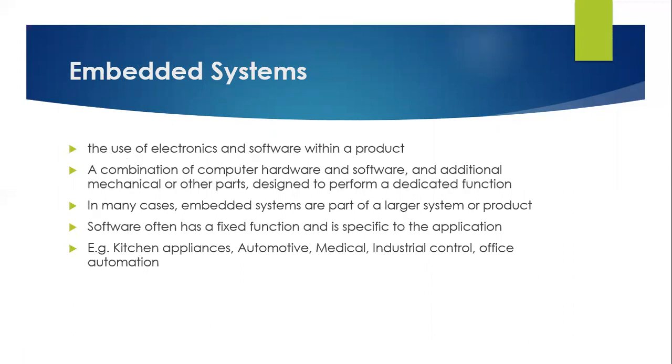Now let's talk about embedded systems. Embedded systems also use software. A combination of computer hardware and software and additional mechanical or other parts designed to perform a dedicated function is called an embedded system. In many cases, embedded systems are part of a larger system or product. Examples are kitchen appliances, automotive machines, the medical field, industrial control, or office automation. You can also use embedded systems there.